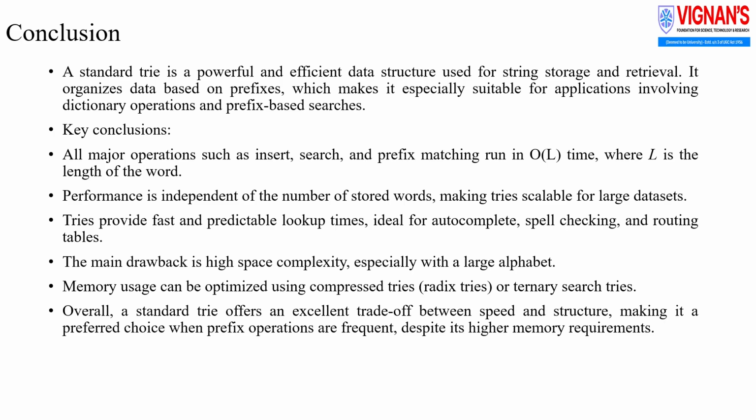This memory usage can be optimized using compressed tries, also known as radix tries, or ternary search tries. Overall, a standard trie offers an excellent trade-off between speed and structure, making it a preferred choice whenever prefix operations are frequent, despite its higher memory requirements.